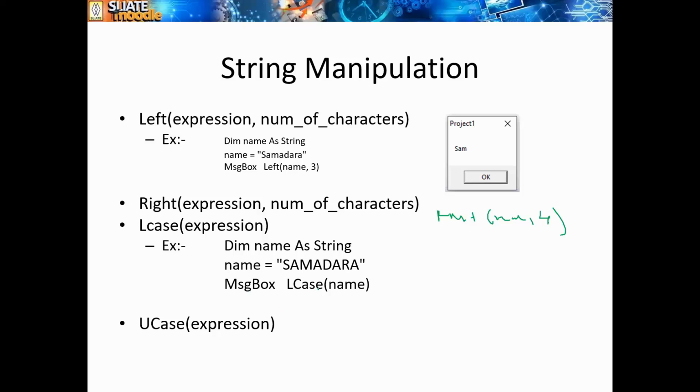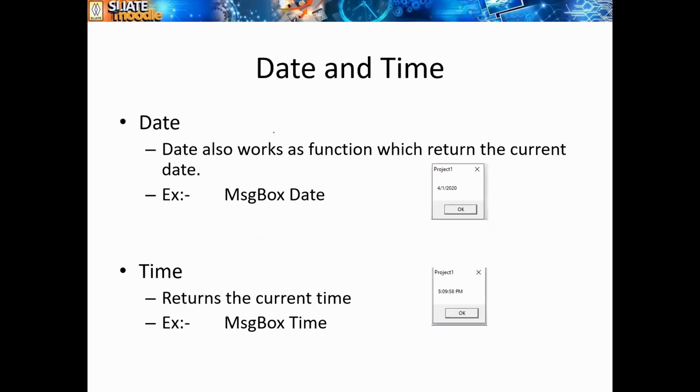Message box set display color... system date and time... date, time... double quotation... print current... message box, double quotation, date.